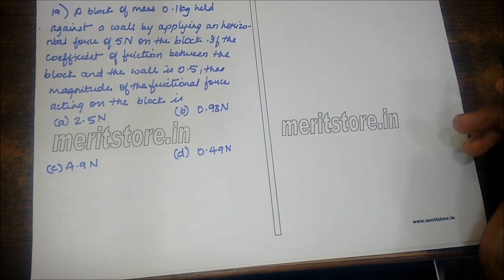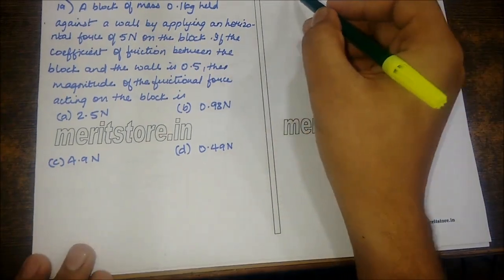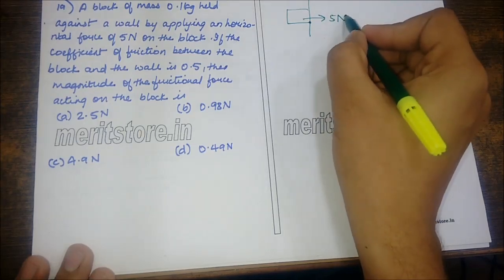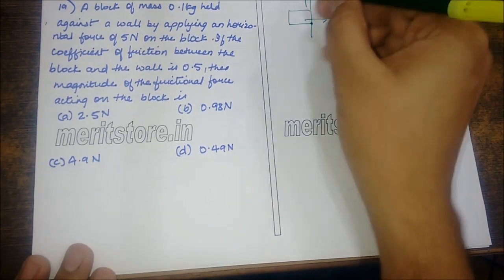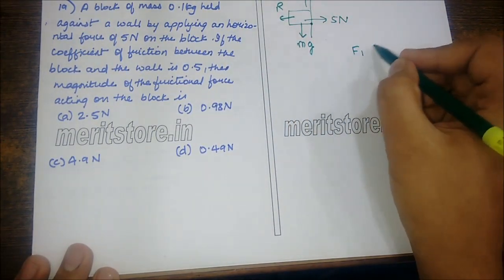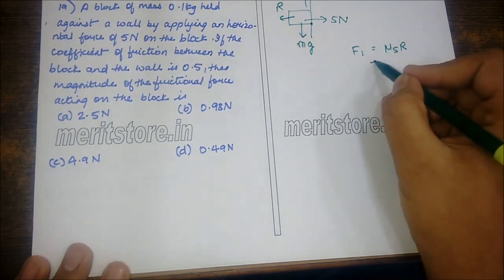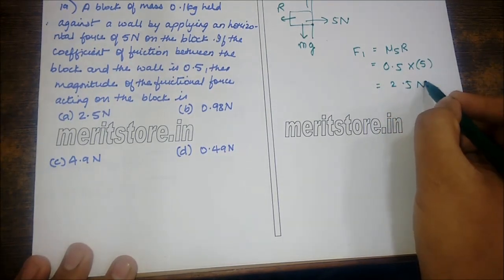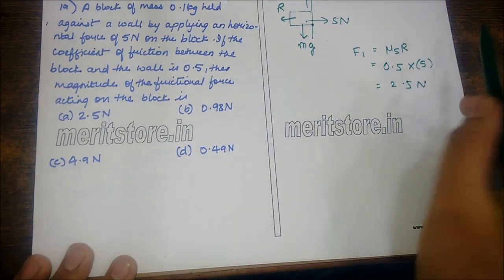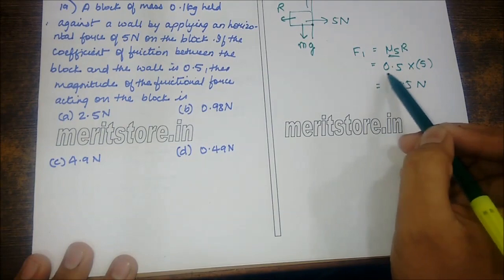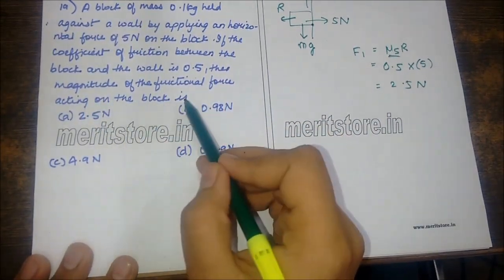A block of mass 0.1 kg held against a wall by applying a horizontal force of 5 Newton. So wall, a block, 5 Newton, weight acting as mg. Limiting force F1 is equal to mu s into R, 0.5 into 5, which is equal to 2.5 Newton. Since downward force, if the coefficient of friction between the block and the wall is 0.5, so we put coefficient of static friction as 0.5, then the magnitude of frictional force acting on the block is.